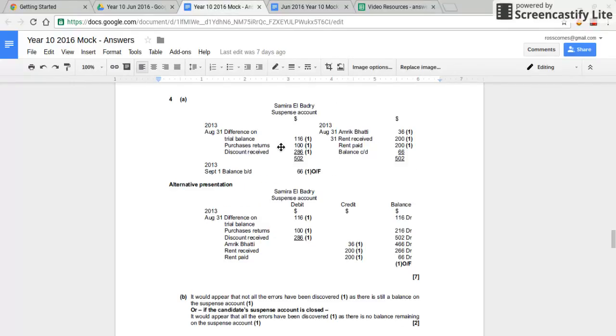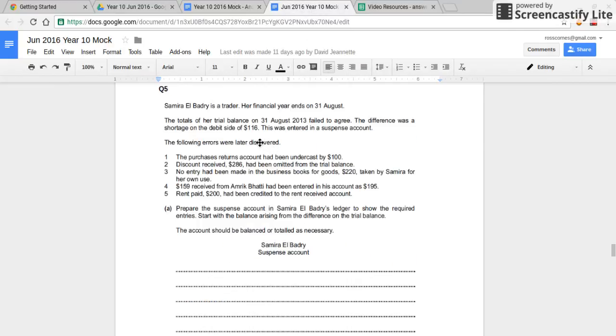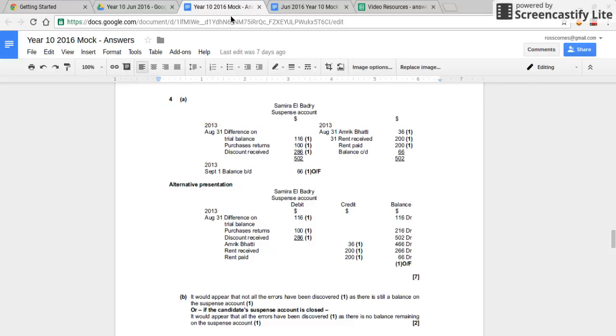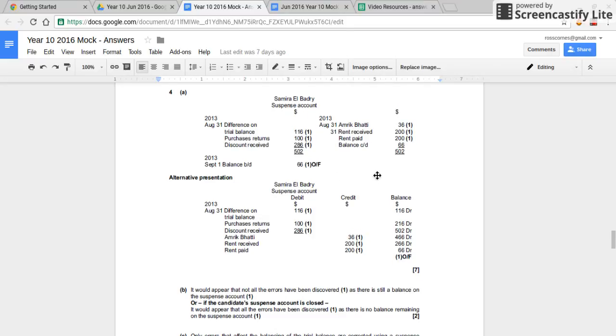So if you look at it on here, the opening trial balance shows a shortage on the debit side, so the opening balance is debit 116 from the trial balance difference. We've got the purchase returns and the discount received that we discussed, both on the debit side. Amrit Bhatti got debited and therefore we credited the suspense account, and we've got the 2 rents which were on the wrong side, and therefore we actually still have a closing balance of $66, which means that we know for certain that we haven't found all the errors because there's still a balancing figure on the suspense account. That caught a lot of people out.